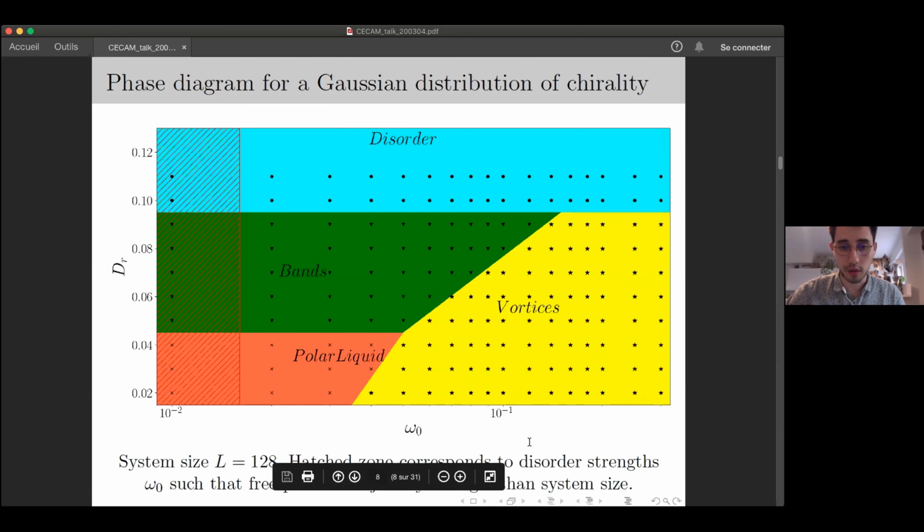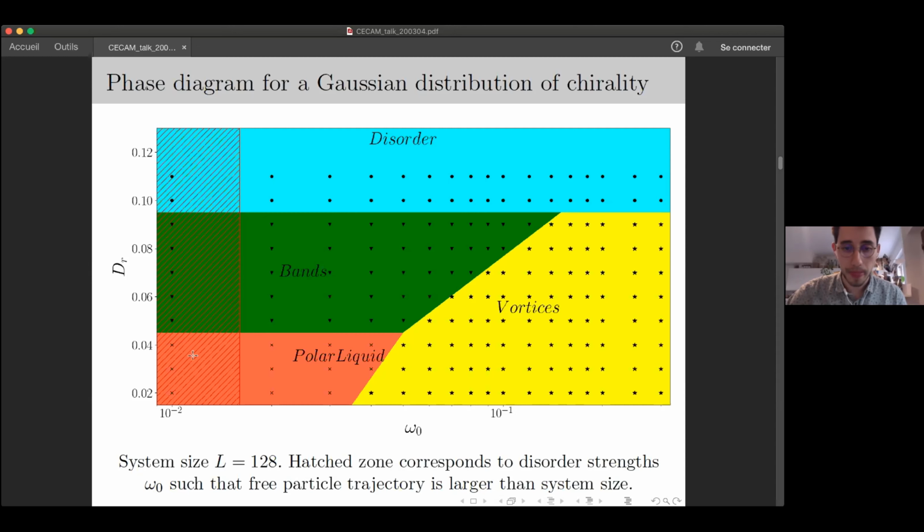So here you can see a phase diagram for the Gaussian distribution. So it's in the plane chirality noise. Each point corresponds to a simulation. You can see in the red hatch area the area where there is a strong finite size effect, and we work at a given system size. So for the low chirality value, we see that there is a Wilczek model, so we get the disorder, then the bond, then the polar liquid.